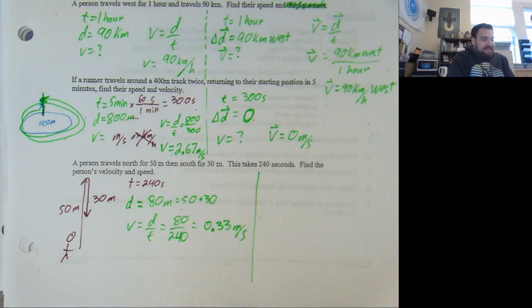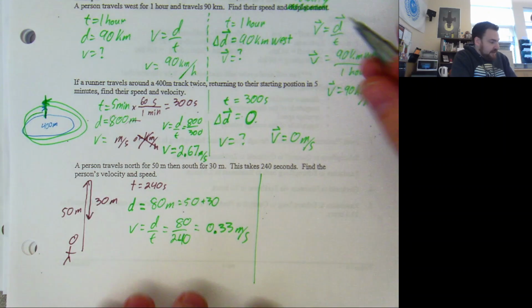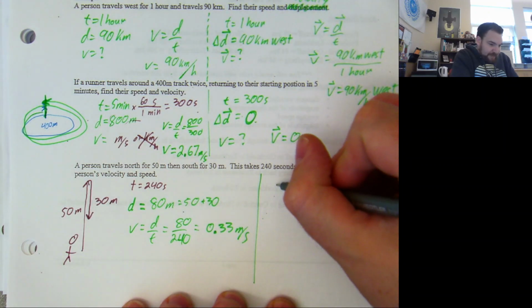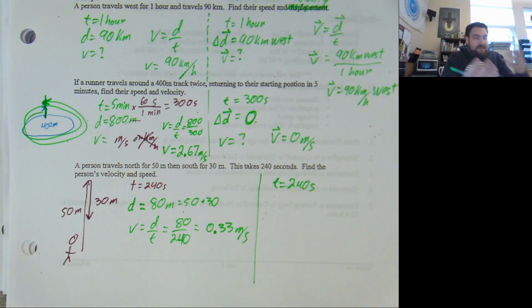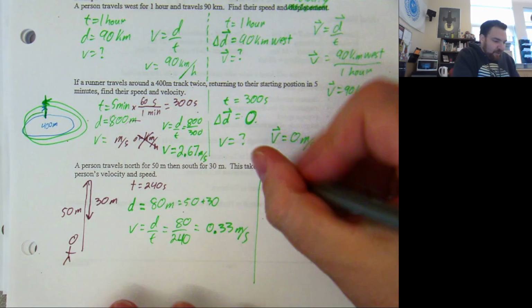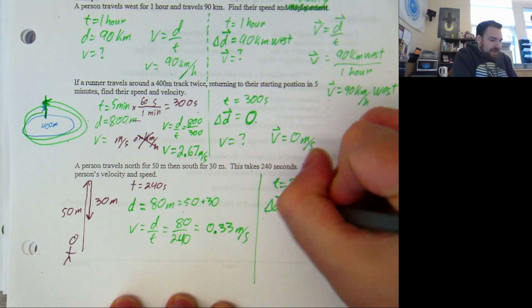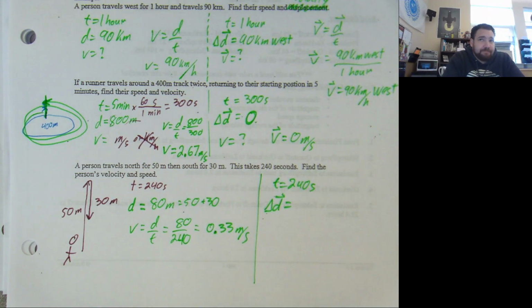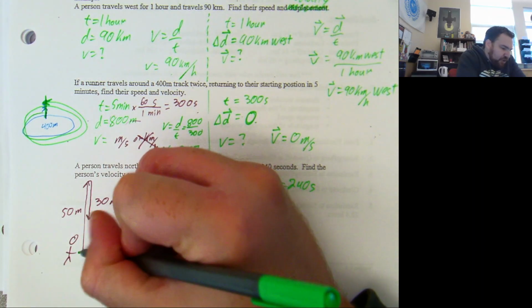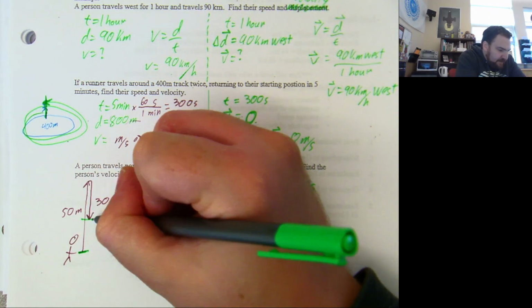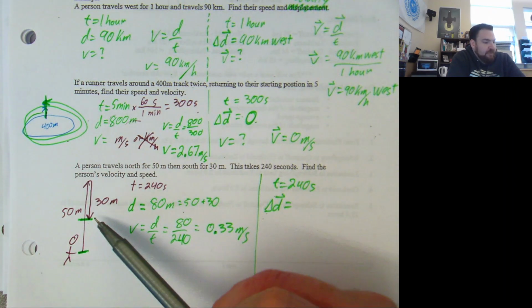Okay, so that's speed. Let's look at velocity now. The time doesn't change. Time's not a vector, doesn't matter. 240 seconds is 240 seconds. But now, what we want is a change in position. To do that, we have to actually go look at the picture. Our person started down here. They ended at the end of this arrow.